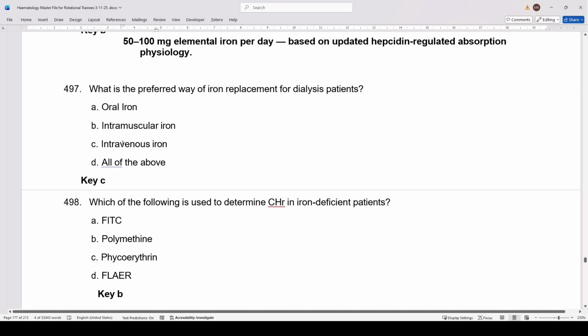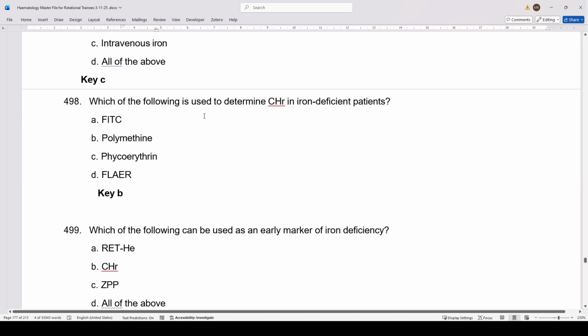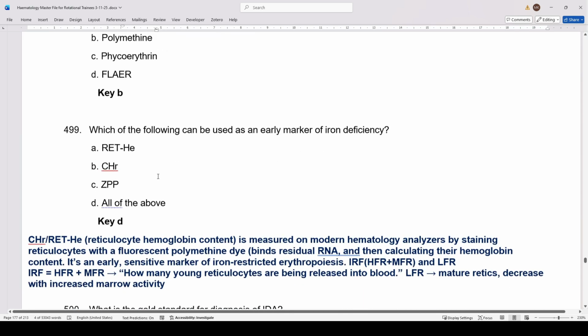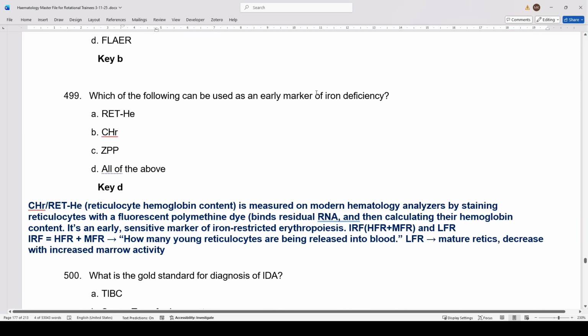Okay, so what is the preferred way of iron replacement for a dialysis patient? Yes, for a dialysis patient we give intravenous iron. Which of the following is used to determine CHR, or reticulated hemoglobin concentration, in an iron deficient patient? Polymethine dye is used for determination of reticulated hemoglobin. FITC and phycoerythrin are used in flow cytometry, and FLAER is used for PNH. Which of the following can be used as an early marker of iron deficiency? Reticulated hemoglobin, CHR, ZPP. All can be used as an early marker of iron deficiency anemia.